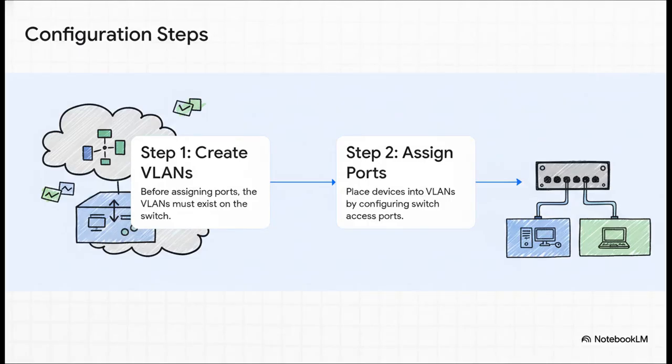And you know what's great? The whole configuration basically boils down to just 2 simple steps. First, we've got to tell the switch that VLANs 10, 20, and 30 even exist. We literally create them. Then, second, we just assign the physical ports on the switch to one of those VLANs. That's the whole game. So let's take a look at step 1.